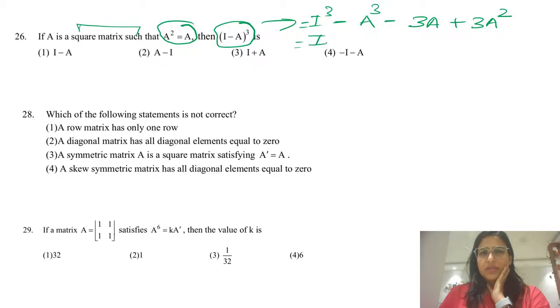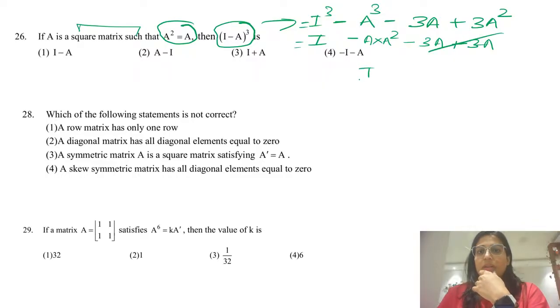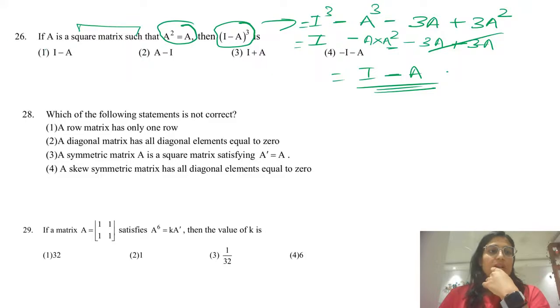Now I cube is I only. No matter how many times we multiply, the higher power of the identity matrix is always equal to I. I to the power n is equal to I. Now A cube can be written as A into A square. Minus 3A, minus A square is A, so this is 3A, it will become 0. I minus A square can be written as A again, that is A square is A again, right? So I minus A is the answer for this.